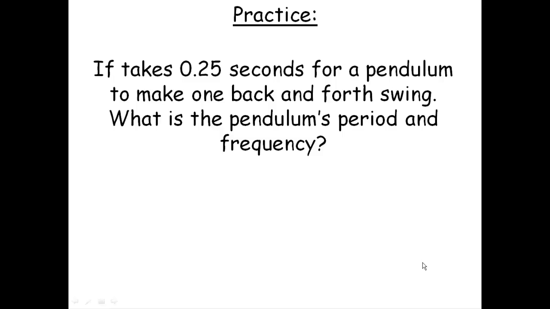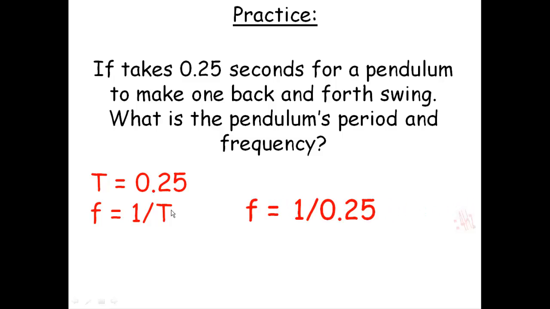So a little practice here for you. If it takes a quarter of a second for a pendulum to make one back and forth swing, what's the pendulum's period and frequency? Remember, they're inverses of each other. If you know one, you know the other, but you have to know one. We know it takes 0.25 seconds. Sounds like the period to me. And of course, frequency is 1 over that period, and therefore it is 4 hertz. You might want to pause the video and try these couple of practices before you see the answer.